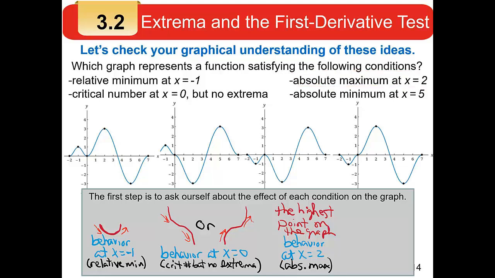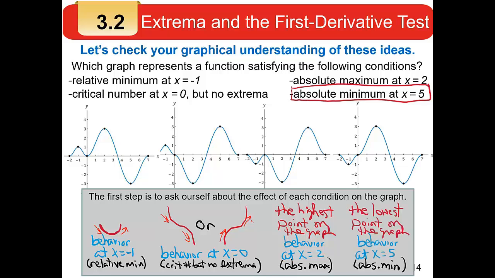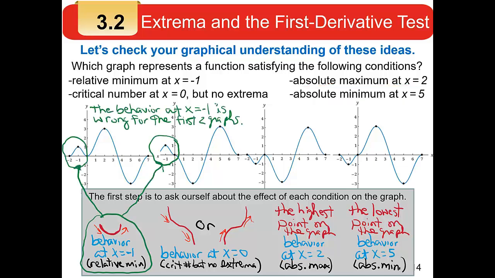And when I say it has an absolute minimum at x equals 5, I mean that it's the lowest point on the graph. So those four conditions have to apply to only one of those graphs. The first thing I would probably notice is that those first two graphs have exactly the opposite behavior at -1. Notice at -1, you're supposed to get this down, then up behavior, and this is the actual opposite. That's up and then down, up and then down. So neither of those graphs can possibly be right because they don't satisfy this first condition.